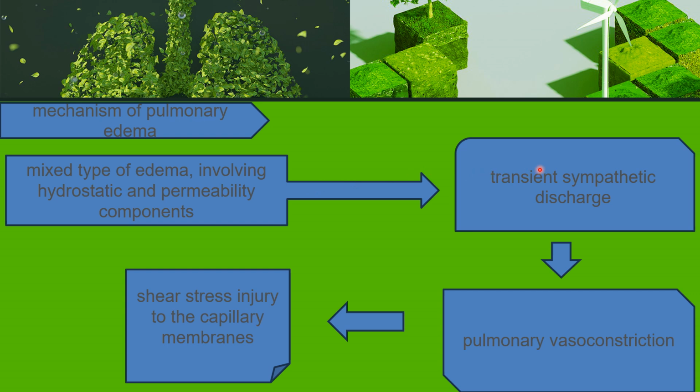So what happens? In cases of neurological injury, there is a transient sympathetic discharge, which causes pulmonary vasoconstriction, and pulmonary vasoconstriction leads to shear stress injury to the capillary membrane. Once the capillary membrane is injured, fluid extravasates into the interstitium, then into the alveoli, and can cause pulmonary edema, this form of non-cardiogenic pulmonary edema.